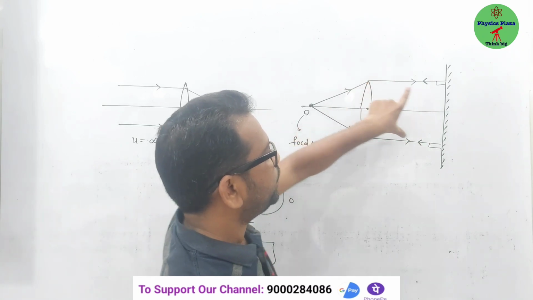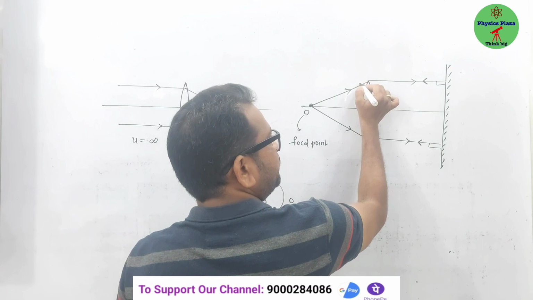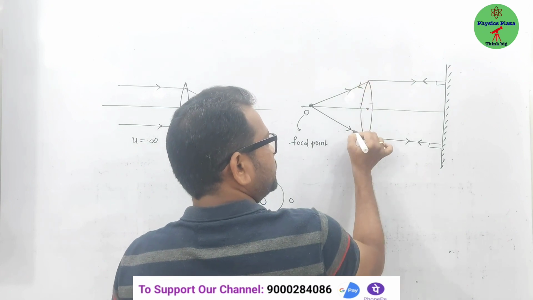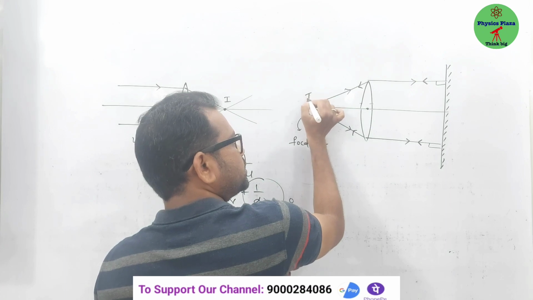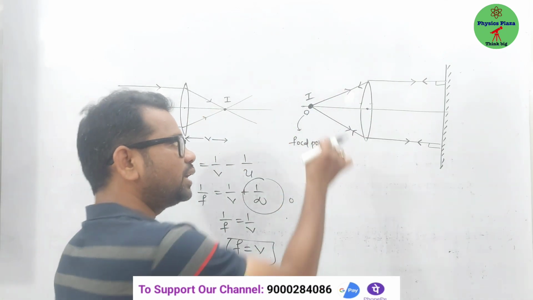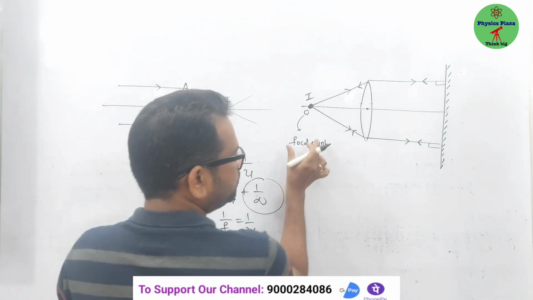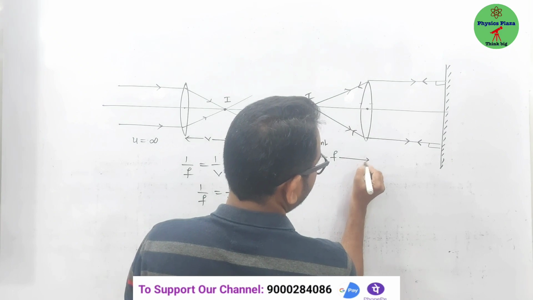Parallel light rays. Whenever parallel light rays come along the principal axis of a convex lens, after refraction they will get converged. So, where are they getting converged? At the point where you have placed the object, only there. So, this is the image distance. And this point is the focal point. And this is going to be the focal length.